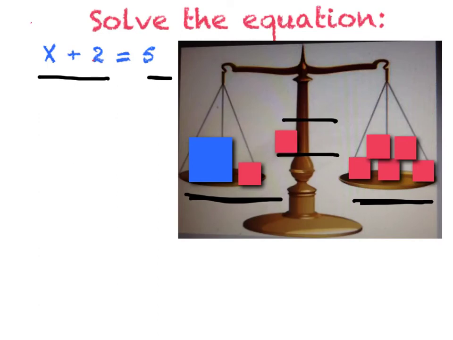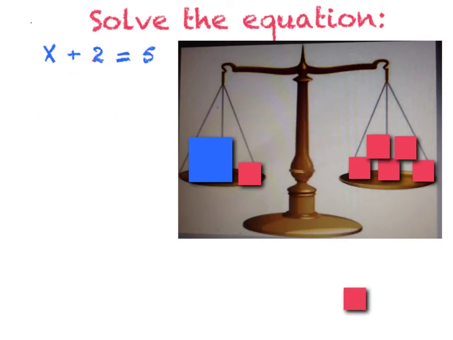Notice if I take one of these boxes and move it off of this side, what's going to happen? Well, this side's going to be lighter, so it's going to go up, and this side is going to go back down because it's going to be heavier than the other side. Now remember, I don't want that to happen. I want both sides of my scale to stay in the middle.